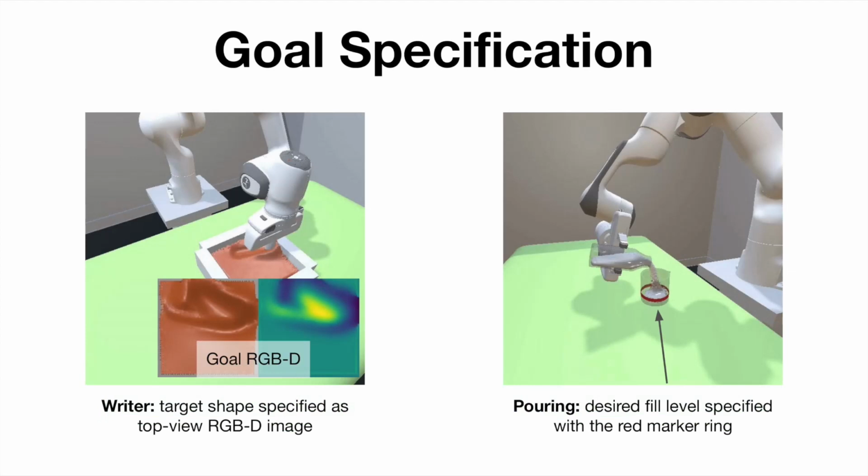The task writer is to write a target shape in a clay with the stick mounted on the robot hand. The goal is specified by a top view RGBD goal image to indicate the target shape to write. The task pouring is to pour a certain amount of water into the beaker. A red marker indicates the desired fill level.